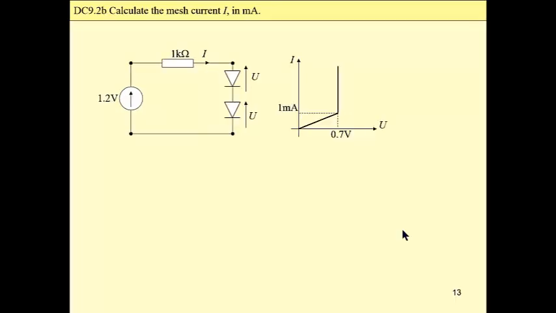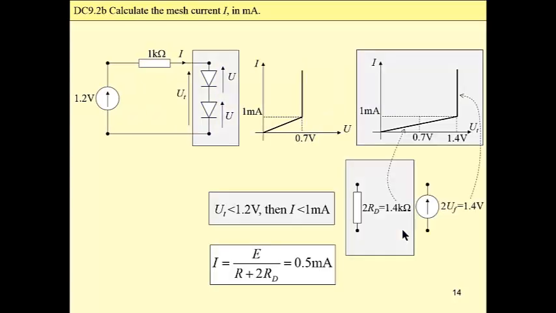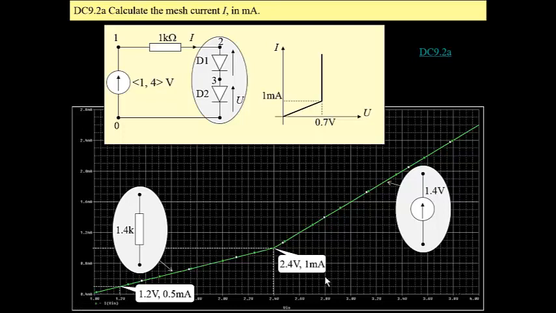Same circuit, but a different input voltage. We have already performed calculations or simulation, so now we may assume that our combination can be replaced by a 1.4 kilo ohm resistor, and this assumption is correct, and the current is 0.5 milliamp. Once again, on the same plot, we may see this is now the Q point for 1.2 volt input voltage.